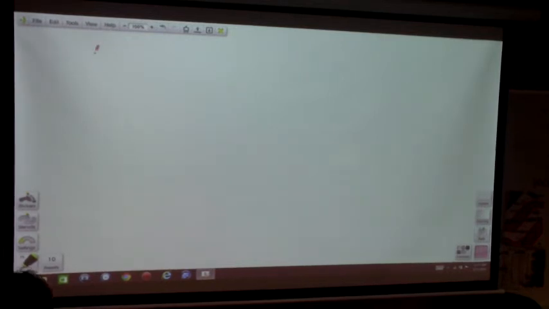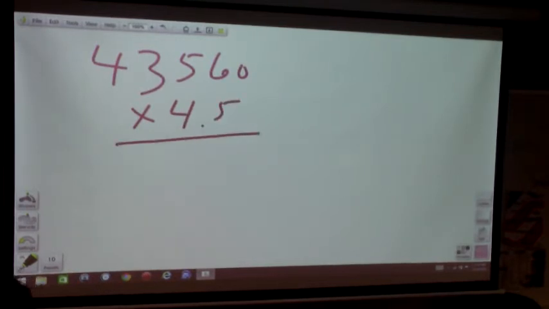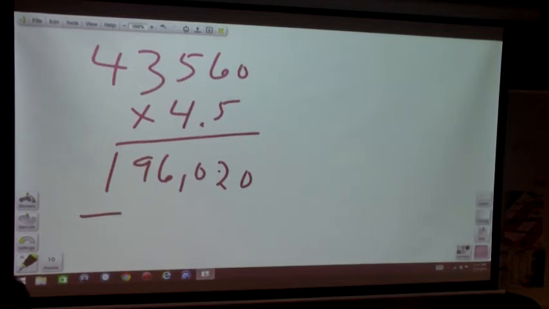I'll put it up on the board. 43,560 times 4.5, and that equals 196,020. Minus the square footage that you have to give away, minus 71,020. And that gives us 125,000.